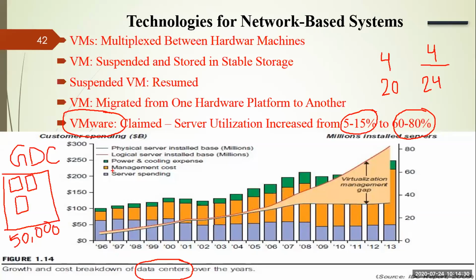Similarly, if you see, the second one is management cost. If you compare from 96 to 2013, 2013 is more, but 96 is less.